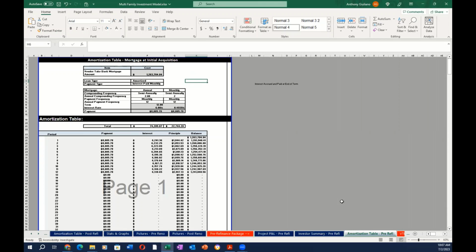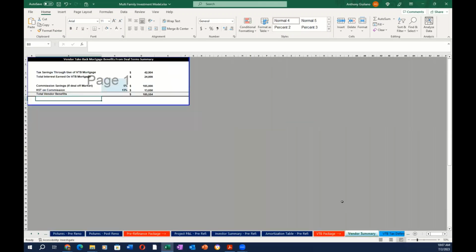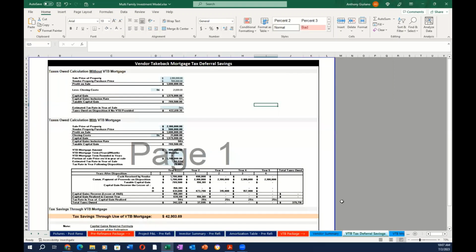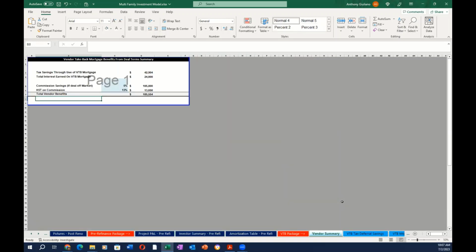One interesting thing that I've never seen done before is a summary for a vendor take-back mortgage, which has become more and more common in underwriting multifamily deals, given where interest rates are at. It will generate a summary showing the vendor who will be providing you with a vendor take-back mortgage an idea of what his return will be.